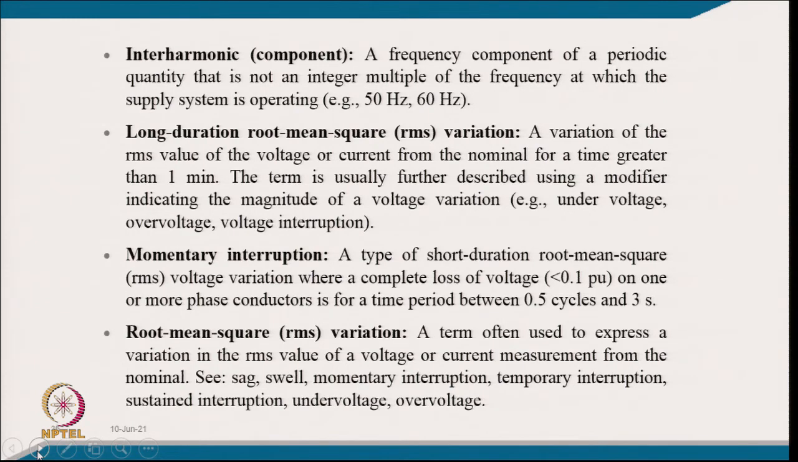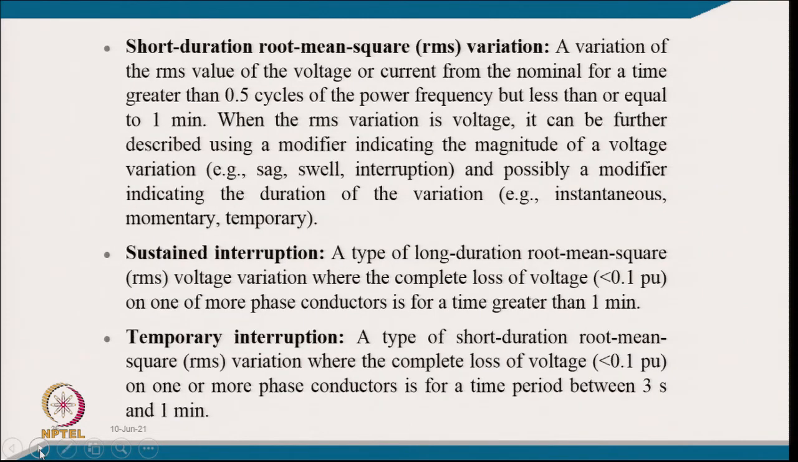3 cycles. The RMS variation is a term defined to express the variation in RMS value of voltage or current measurement from the nominal, and typical examples are sag and swell, momentary. So this is required for quantifying those. And short duration RMS variation is a variation in RMS value of voltage and current for a time greater than 0.5 cycle but less than or equal to 1 minute.